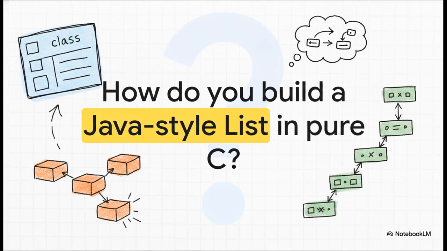So how exactly do you build a high-level Java-style list interface inside a purely procedural, bare metal language like C? Honestly, it's a massive architectural challenge. C doesn't have classes, it absolutely does not natively support object-oriented inheritance, and memory management, well, that's entirely manual. But despite all that, developers consistently find these ingenious ways to force high-level paradigms into this really gritty, low-level environment.